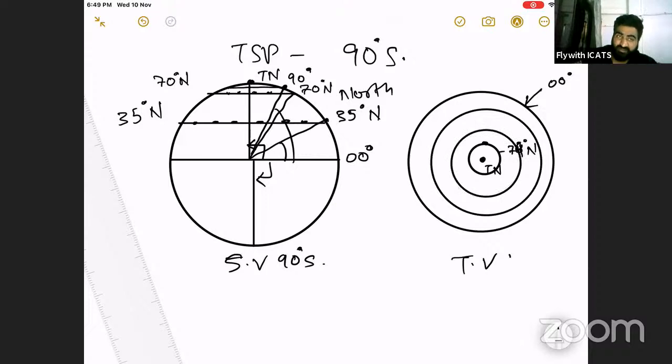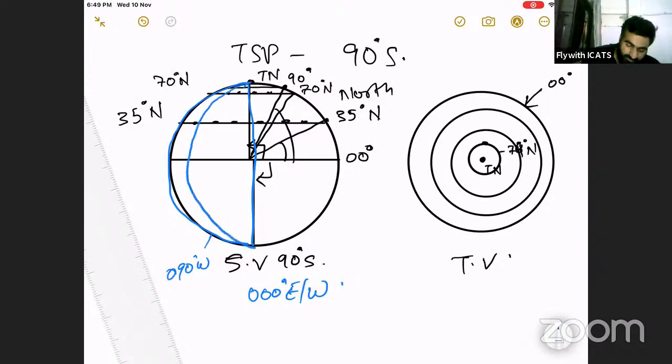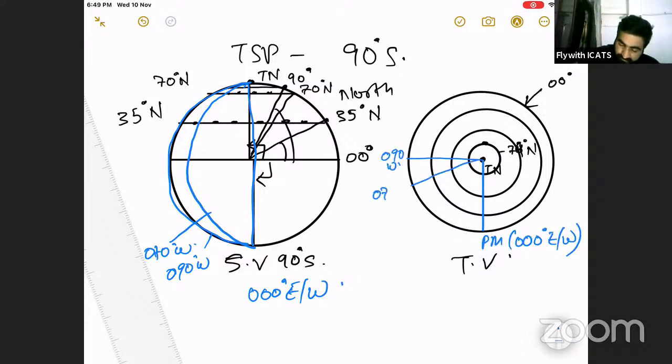Talking about west, this straight line, when you look at it from the front view, is 000 degrees east-west. And this line here represents 90 degrees west, because the left side is west, the right side is east. So your 70 degrees west would be somewhere on this line, your 070 degrees west. When you look at it from the top view, you can actually make out the angles. This is known as the prime meridian, which is 000 degrees east-west. And this hemisphere is 090 west. Where is your 70 degrees? This is your 070 west.